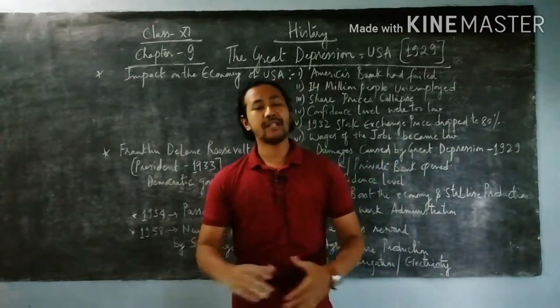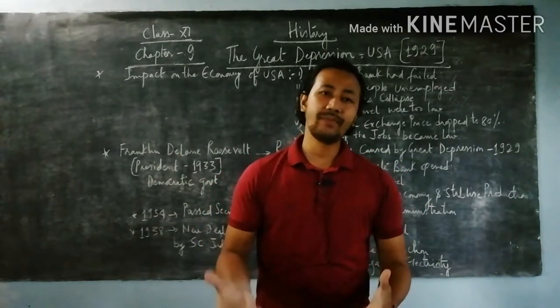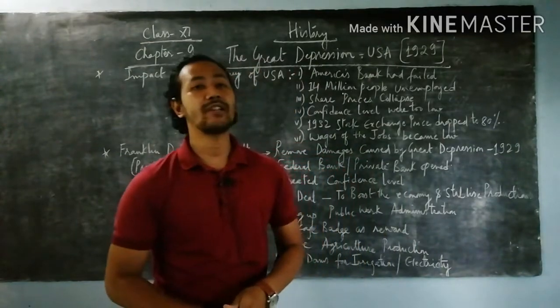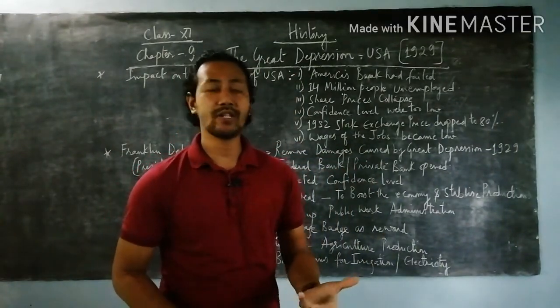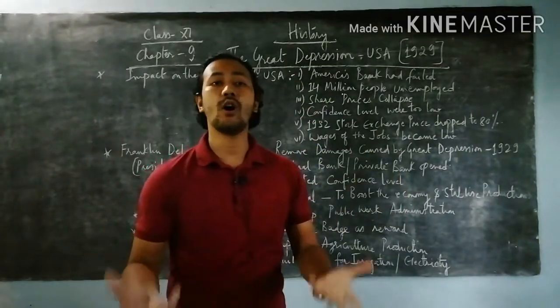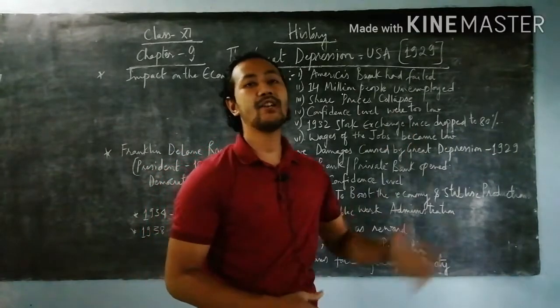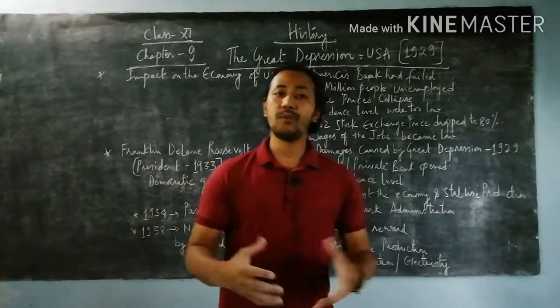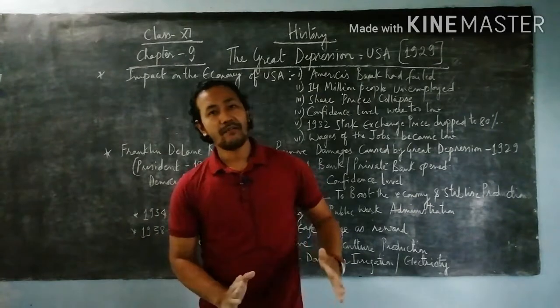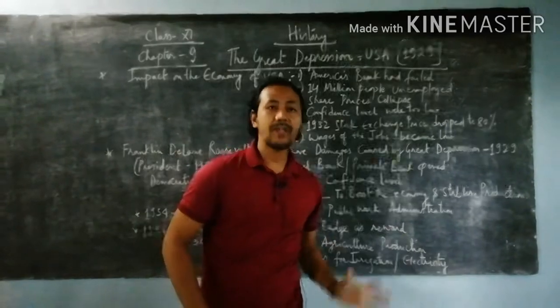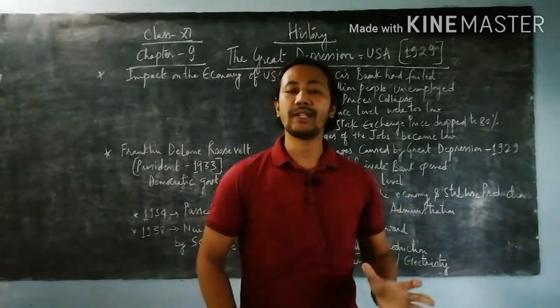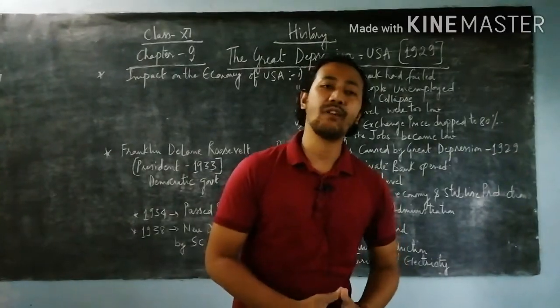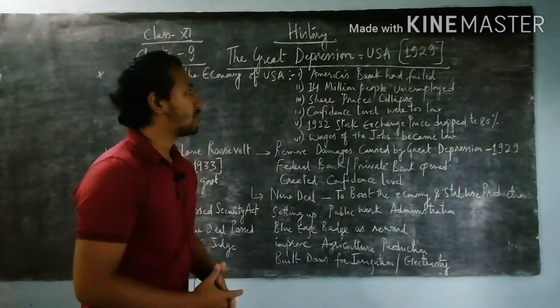So in today's online class we'll be doing the same chapter, chapter number 9 of your international or contemporary history, talking about the Great Depression, especially in the USA in the year 1929. This will be the continuation of your first part, on what exactly the impact on the USA was after the Great Depression of 1929. So let's start the class.